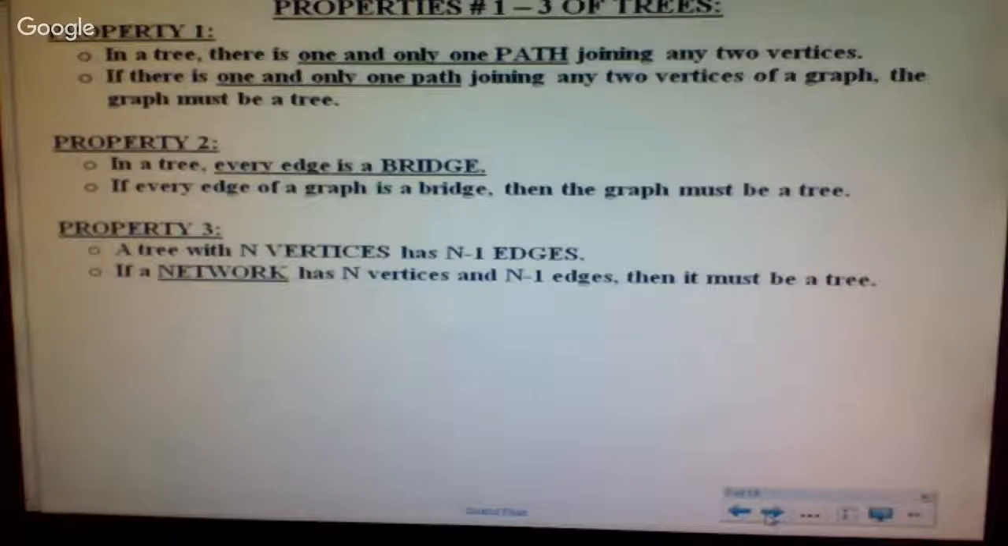Okay. So these are the properties that you're going to use for your always, sometimes, and never. This is the worst part of the chapter. Property number 1 says, if you have 1 and only 1 path that joins 2 vertices, you have a tree. Property 2 says, if every edge is a bridge, you have a tree. And property 3 says, if you have n vertices, then you should have n minus 1 edges. In other words, your edges should be one less than your vertices.